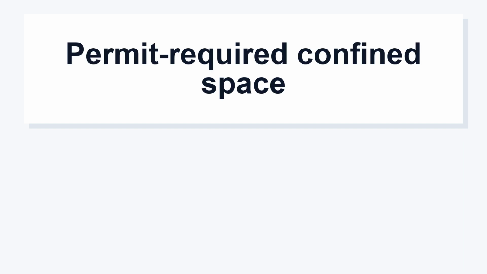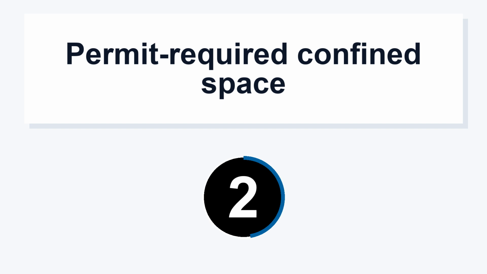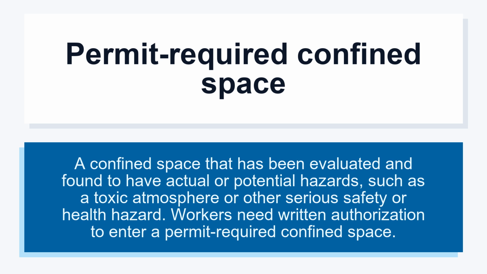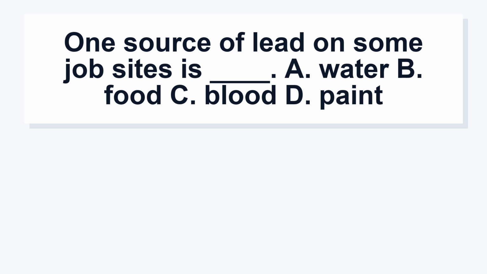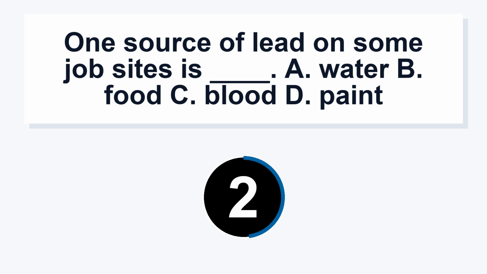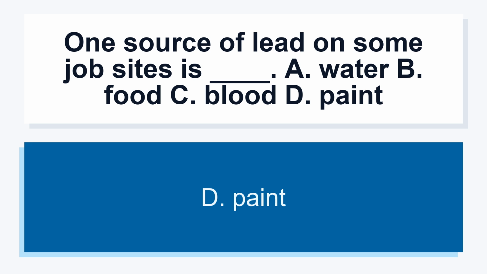Permit required confined space. A confined space that has been evaluated and found to have actual or potential hazards, such as a toxic atmosphere or other serious safety or health hazard. Workers need written authorization to enter a permit-required confined space. One source of lead on some job sites is A, water. B, food. C, blood. D, paint. D, paint.